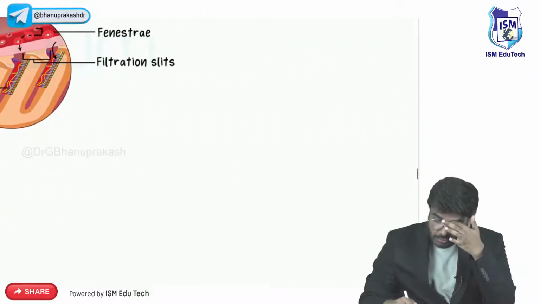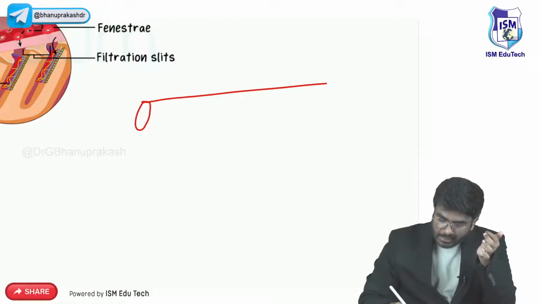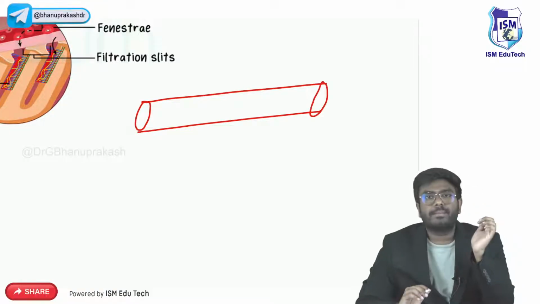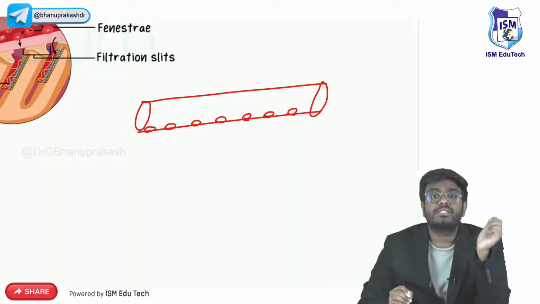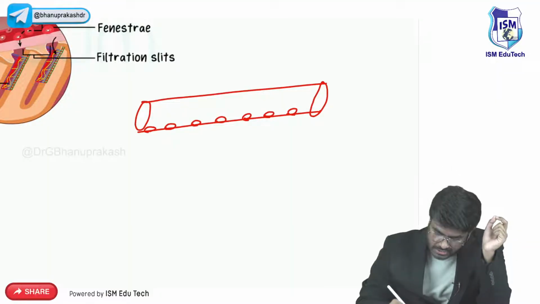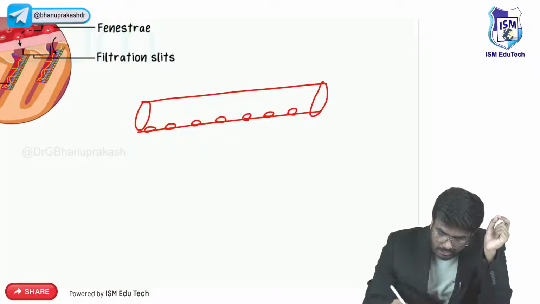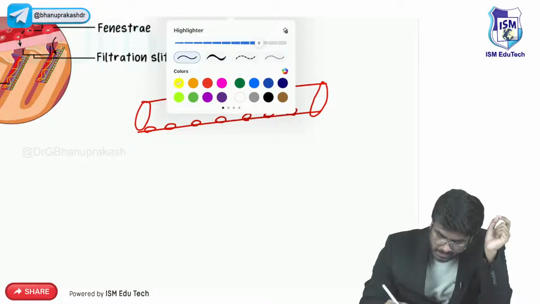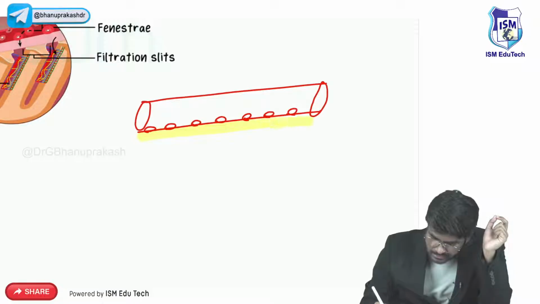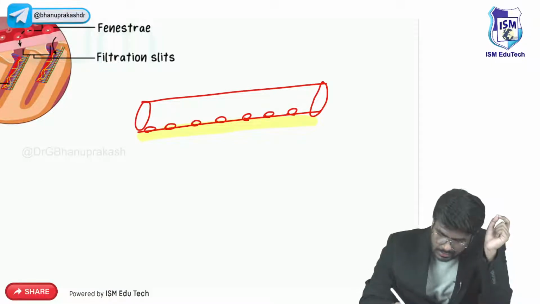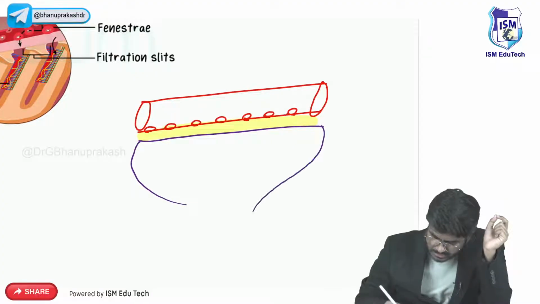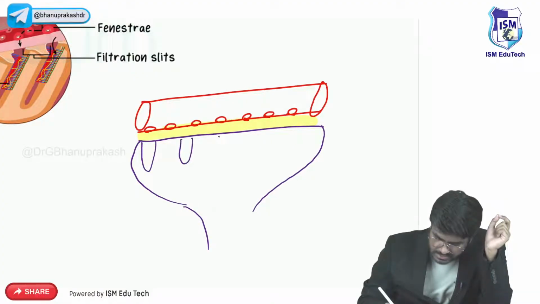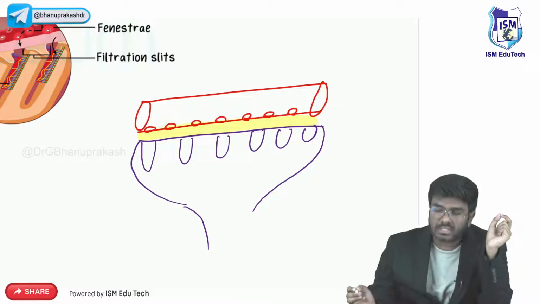For example, let me show you. This is the glomerular capillary. In this glomerular capillary, there are small holes present, called fenestrations. Down to it, there is the glomerular basement membrane. Now, down to it, what do we have? Here we have the Bowman's capsule, which is lined by cells called the podocytes.